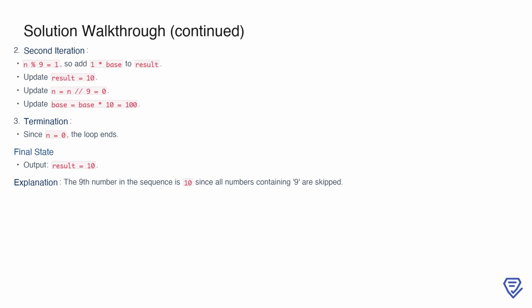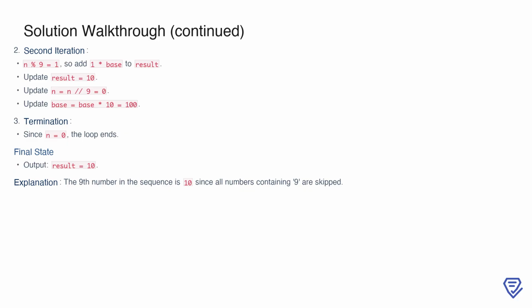This tells us the next digit in the base 9 representation is 1. We add 1 * base to result, updating result to 10. Next, we update n by performing integer division by 9, which sets n to 0. We also multiply base by 10, updating it to 100. Since n is now 0, the loop ends. The final state shows that result equals 10. This means the ninth number in the sequence is 10.